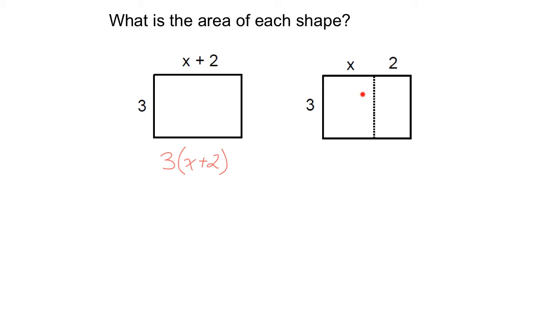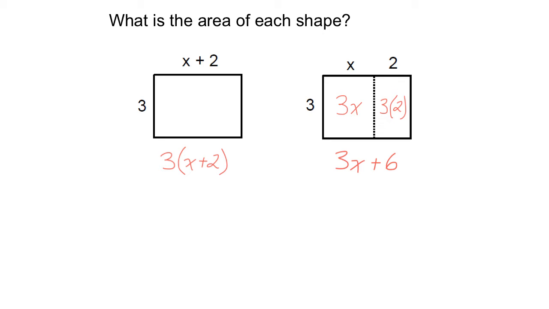Now over here, I can get the total area by adding the smaller areas of each section. So for the first section, what's the area? Well, length times width, it's 3 times x. For the second section, it's length times width. Well, it's 3 times 2. So if I add that together, I get 3x plus 6 as my total area. Over here, the area is 3 times x plus 2. But remember, these are the same rectangles, so these area expressions are equal to each other.